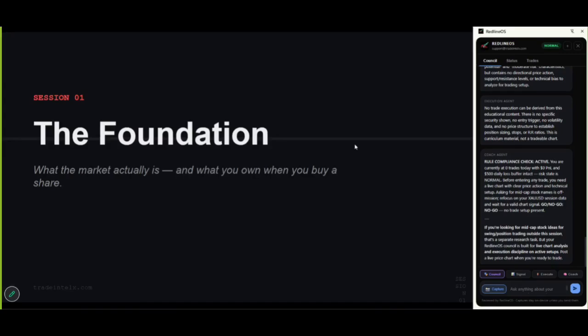We're going to start with the foundation, right? Because if you want to start day trading, you need to know the foundation of what the stock market is. You need to know what moves the stock market. You need to know the different sectors. You need to know the economic events. And there's a lot of things you need to know before even jumping into the charts, for what you're seeing in the charts to make sense. So we're going to look at what the market actually is and what you own when you buy a share or when you trade.